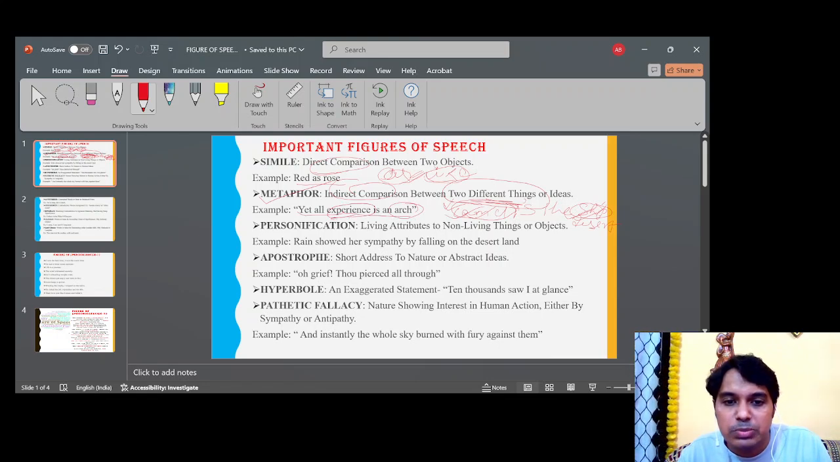Now yet all experience is an arch. So experience and arch, two unallied objects, and a comparison is being drawn between experience and arch. So it is metaphor. Now coming to the next example, personification, that is very important and it is often used in poem. Now what is the definition? Living attributes to non-living things or objects.